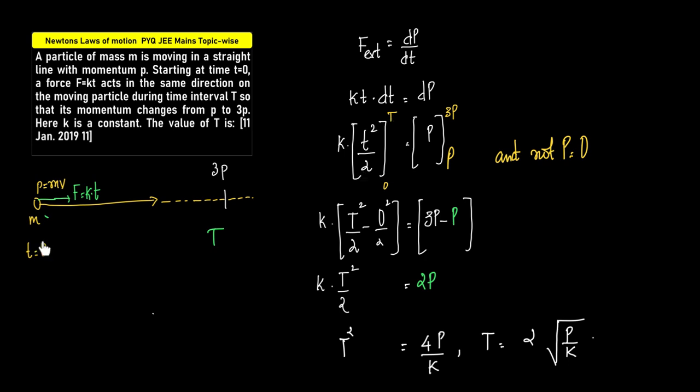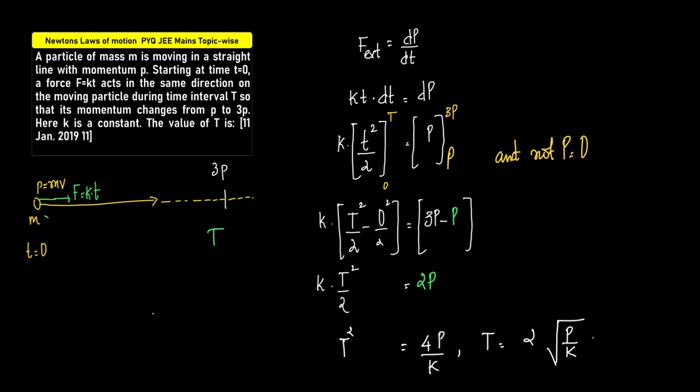Why from 0 to t? Because time is from 0 to t. And corresponding to dp, the integral is p, varying from p to 3p. Why p to 3p? Because the initial momentum is p, and the final momentum, according to the question, changes from p to 3p. So lower to higher, p to 3p. Substituting the limits, we have k into t square by 2 minus 0 square by 2, and 3p upper limit minus p lower limit.